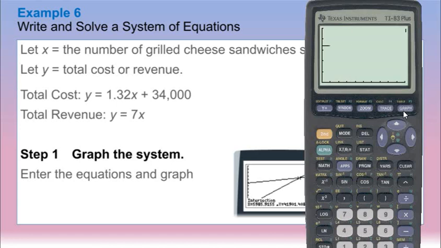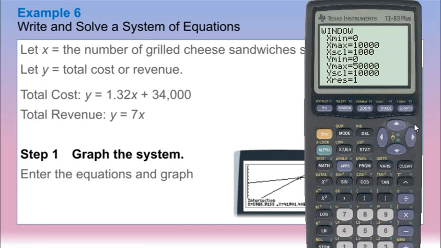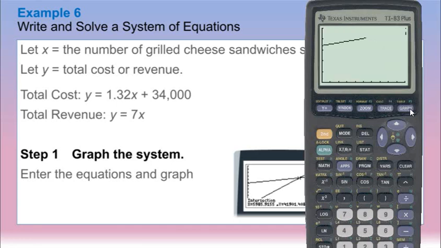Now let's hit graph. There's one equation. There's the other. I'm going to have to change my x maximum. So let's make this 10,000 and we will count by 1,000. Let's try that one. There's one line, there's the other.